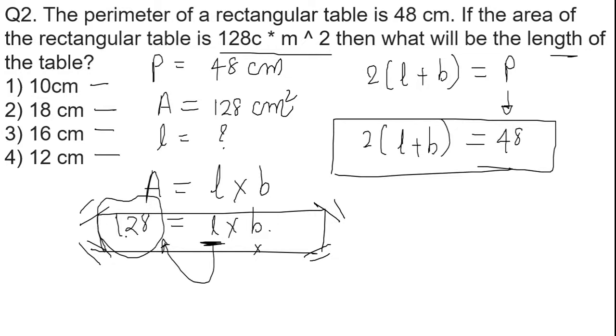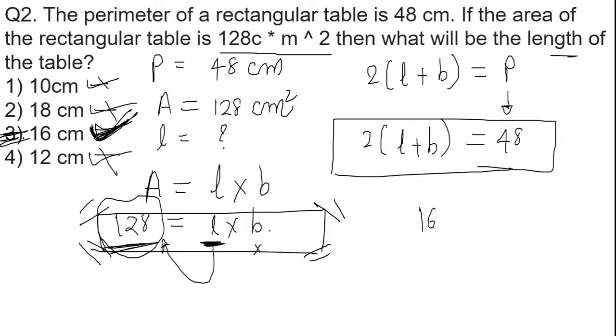So we'll go by option wise. Can we find 128 in the table of 10? No, we cannot find 128 in the table of 10. Similarly, we cannot find 128 in the table of 18, as well as we cannot find 128 in the table of 12, but yes, we can find 128 in the table of 16, hence it is the multiple of 16. So this is the only case where the answer can come 128. So this is the correct answer for the given question.